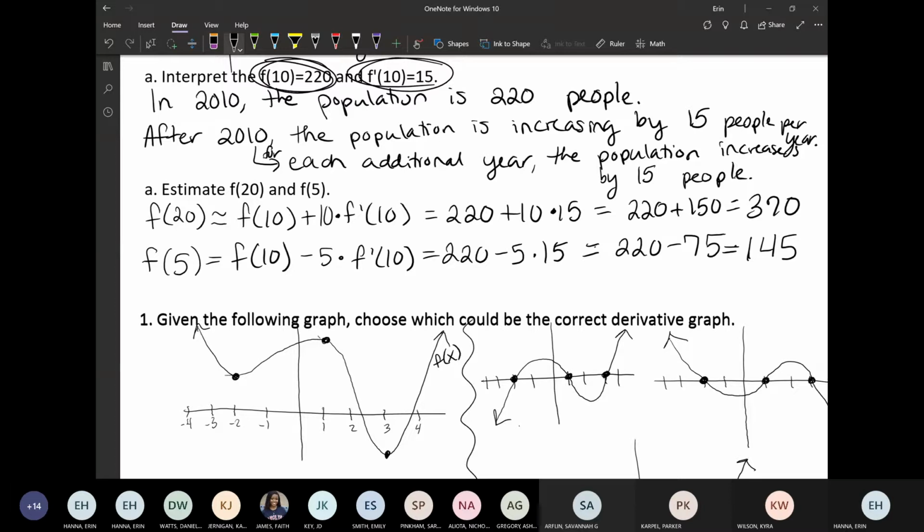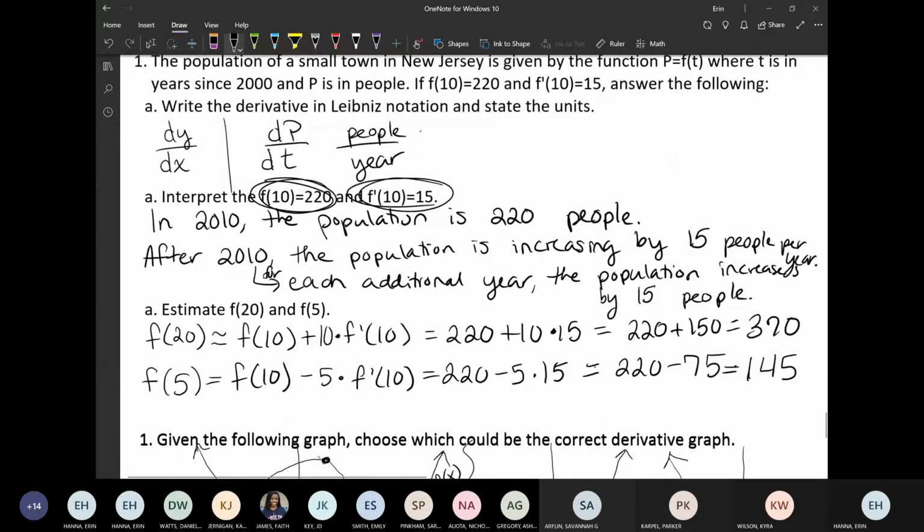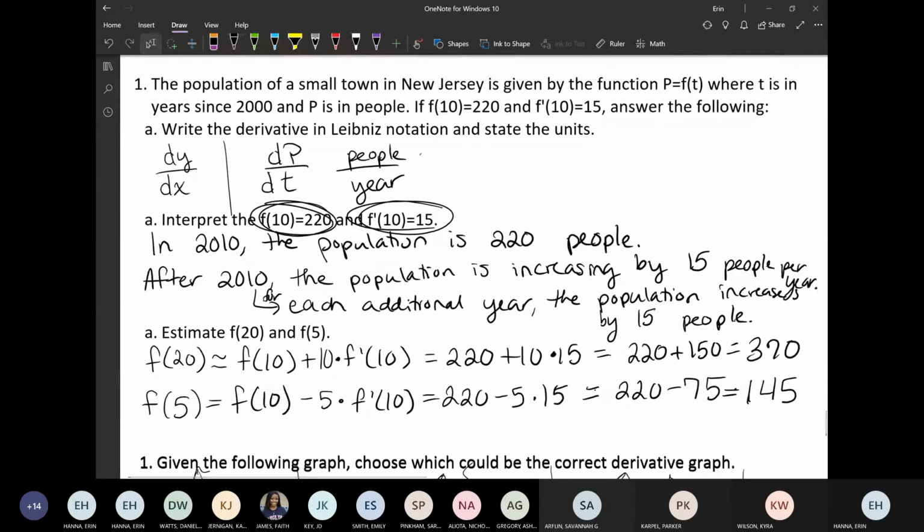Questions, concerns on that one at all? Any of that? Yeah. Okay, so for 5, they're now all labeled Part A because I broke it up. The first one.